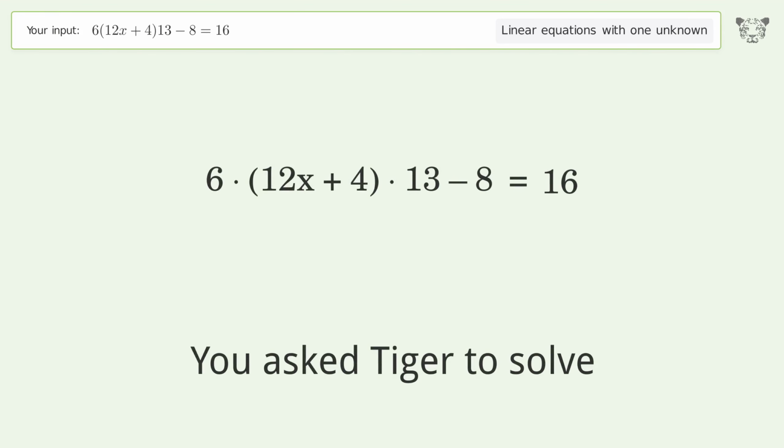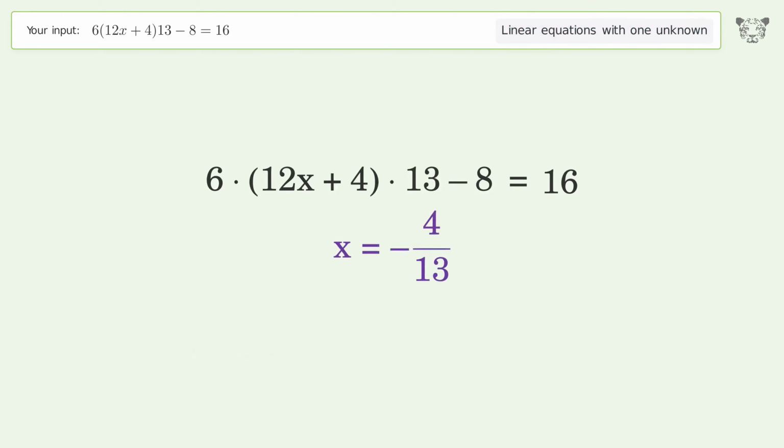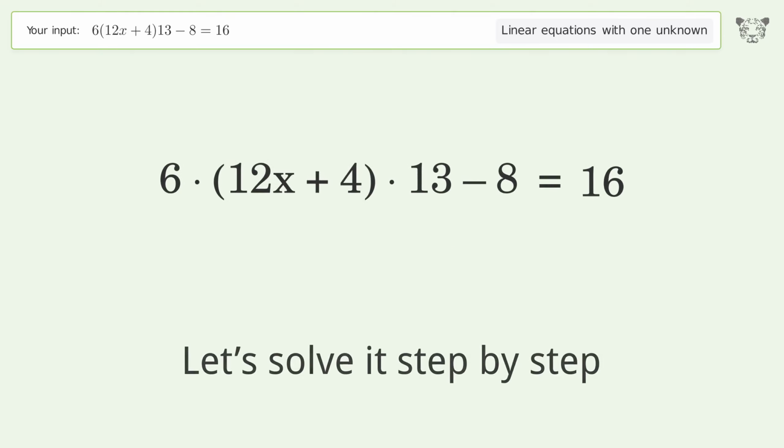You ask Tiger to solve this. It deals with linear equations with one unknown. The final result is x equals -4/13. Let's solve it step by step.